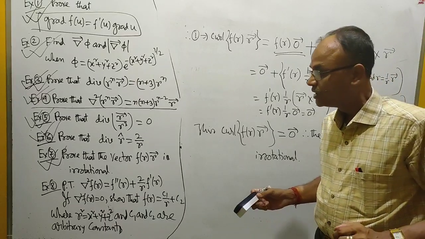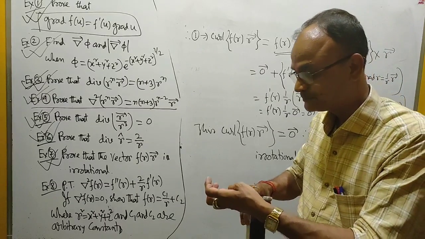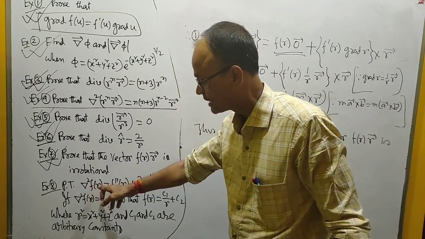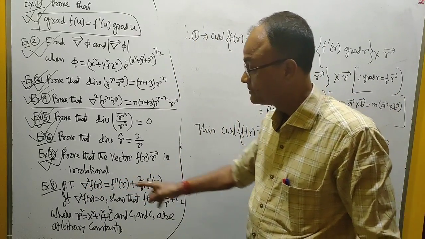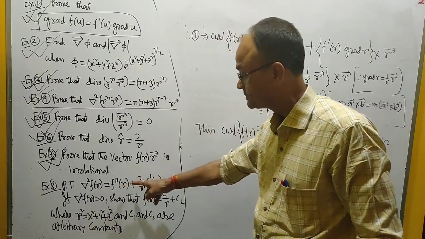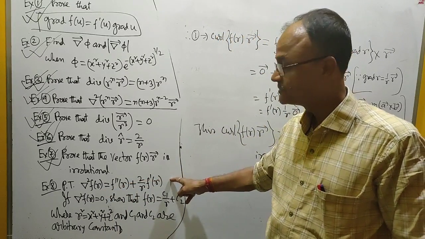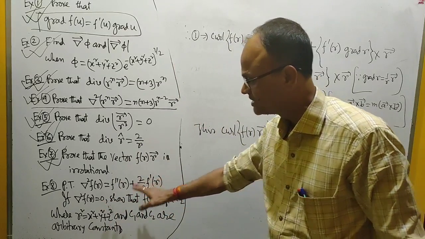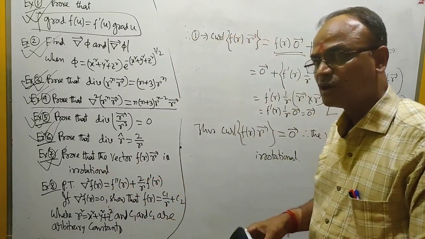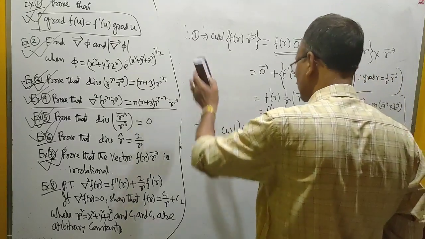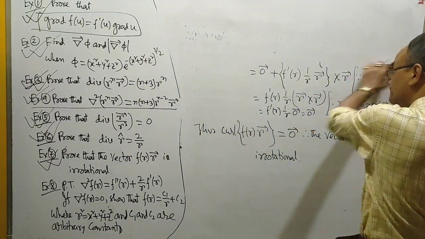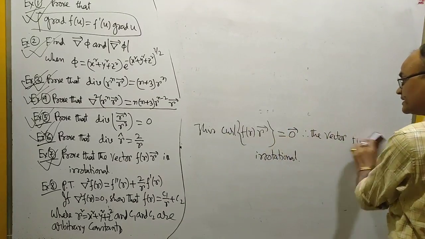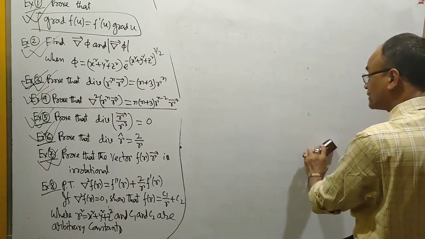Now, number 8, the Laplacian operator, which is nabla square f(r). f(r) is a scalar quantity. The result will be a scalar. And if this is equal to 0, then we have to prove the second part. First, let me prove the first part of question number 8. The second part will be proved later.